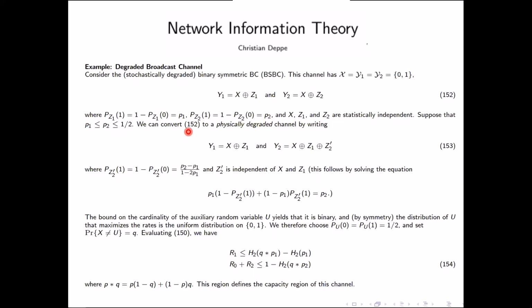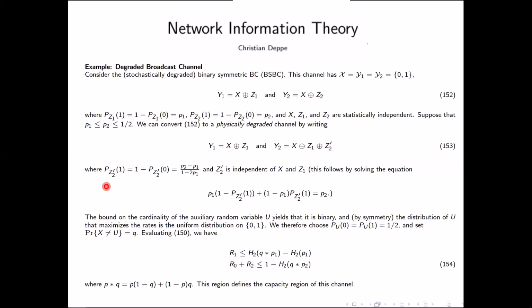Now, how can we see that this channel is stochastically degraded? We can transform it to a physically degraded channel by writing it in this form. Y1 is still X plus Z1, and Y2 we can write as X plus Z1 plus Z2 prime. If you think about this, here we have plus Z2, and we can find a Z2 prime such that this is equal to Z1 plus Z2 prime. And then you see obviously that this is now a physically degraded channel, whereas the original is a stochastically degraded channel.